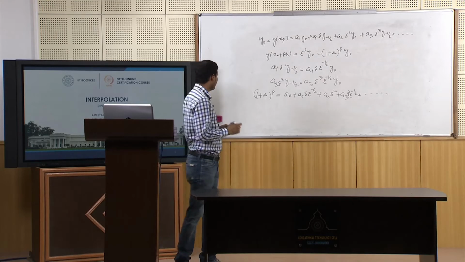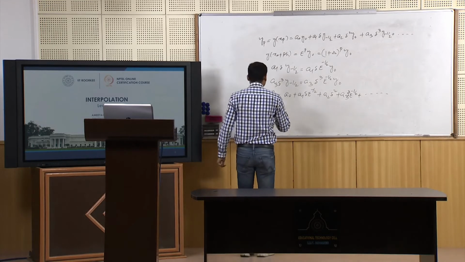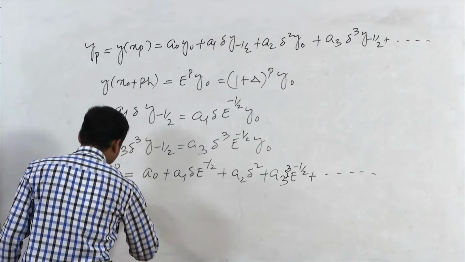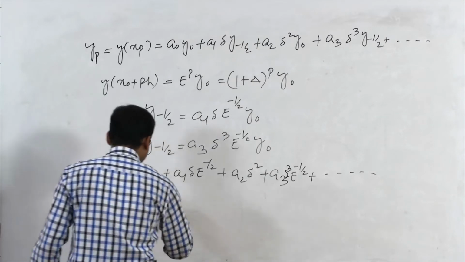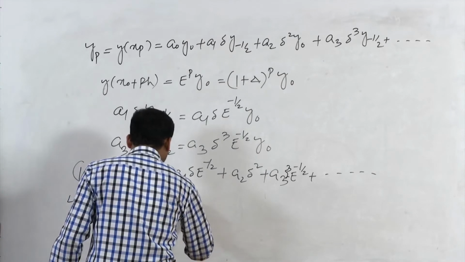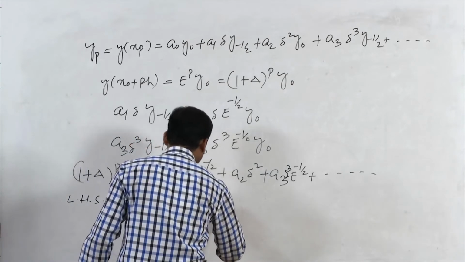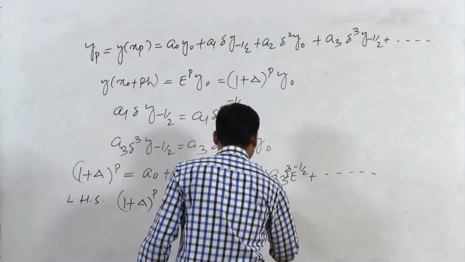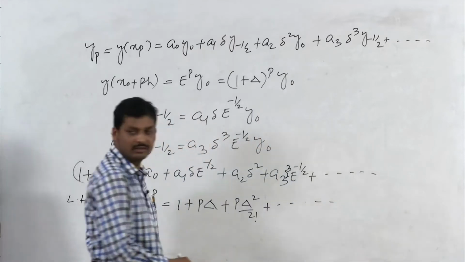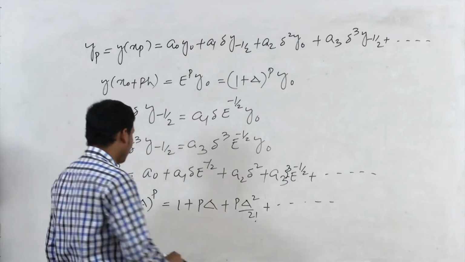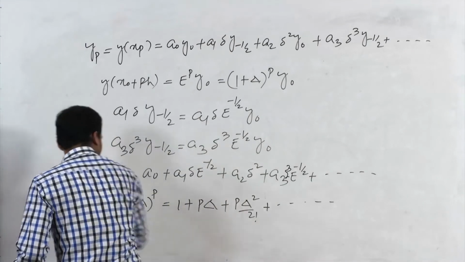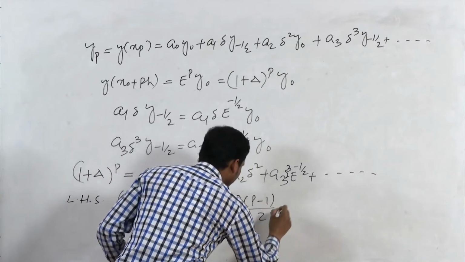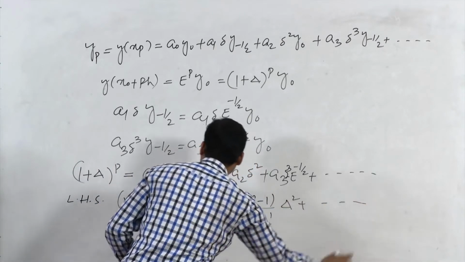So, if we expand (1 plus delta) to the power p on the left hand side, we can write 1 plus delta to the power p as: first 1, then p delta, plus p into p minus 1 by factorial 2 delta square. Likewise we can express the remaining terms.